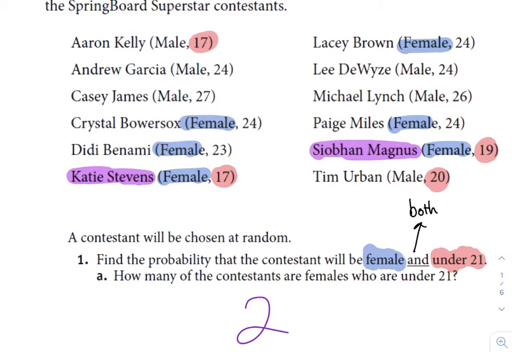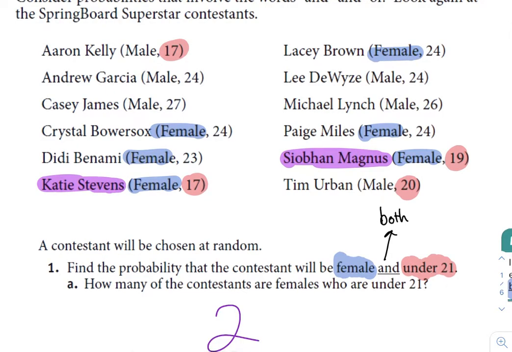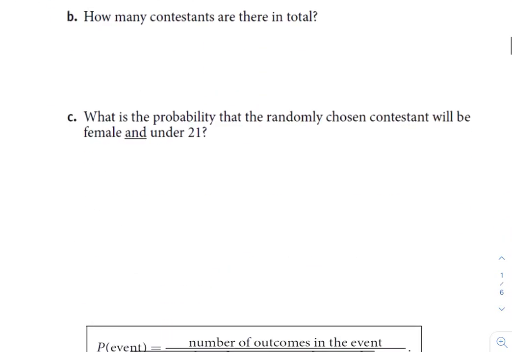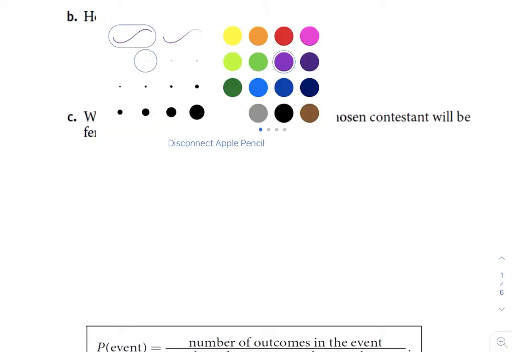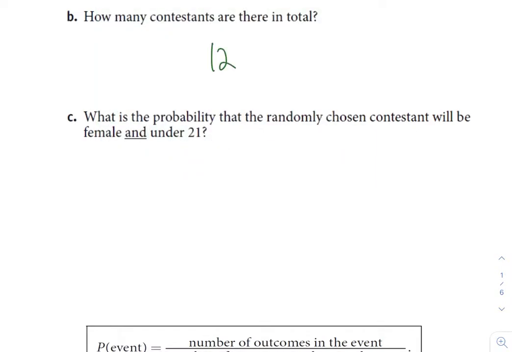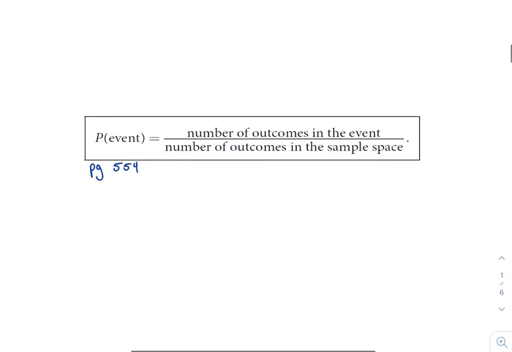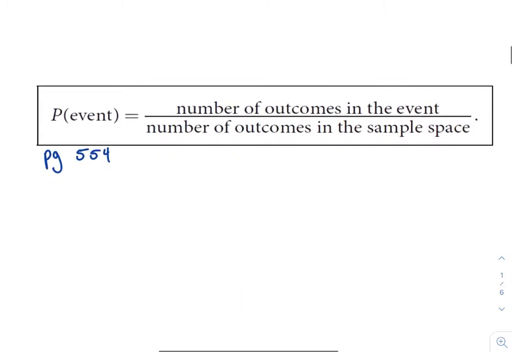How many contestants in total? In this case, you're just going to count the number of people in this list. 1, 2, 3, 4, 5, 6, 7, 8, 9, 10, 11, 12. Right, so in this case, we have 12 contestants in total, so I'm going to write that. And the reason they ask us these 2 questions is because we want to find the probability of an event. Right? In this case, the event being female and under 21. And this is on page 554. You learned it in the last section, so if you need to go back and take a look at this, you can, or if you need to write it in your notes.